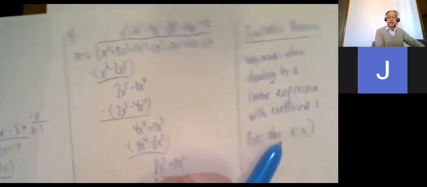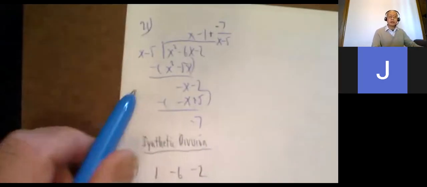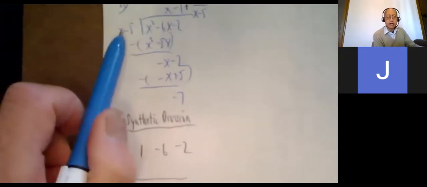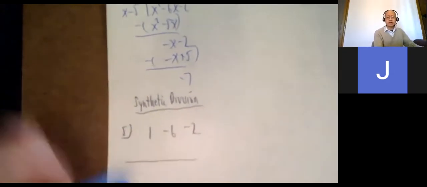Linear expressions means x minus a or x plus a. Ignore the x, it's always there. Change the sign of this. So if this had been a positive 5, I would put a negative 5. If it's a negative 5, I put a positive 5. Okay. Now watch what happens.